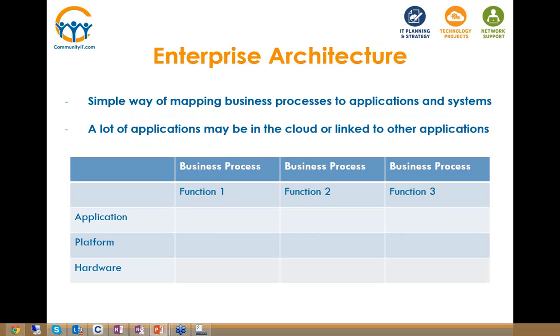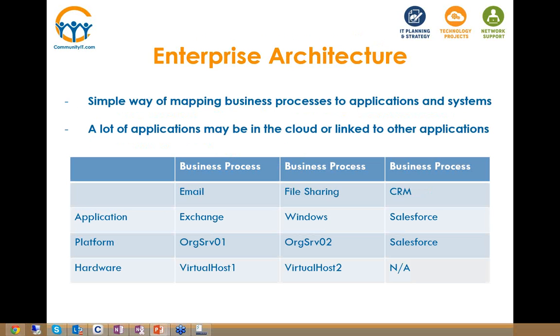And so, for example, let's take a look at this chart filled out. Most organizations will have their business process. Email is going to be an important function. Perhaps right now that's using an Exchange server that sits on maybe a virtual server called org server 01, and then that sits on hardware that's a virtual server host.